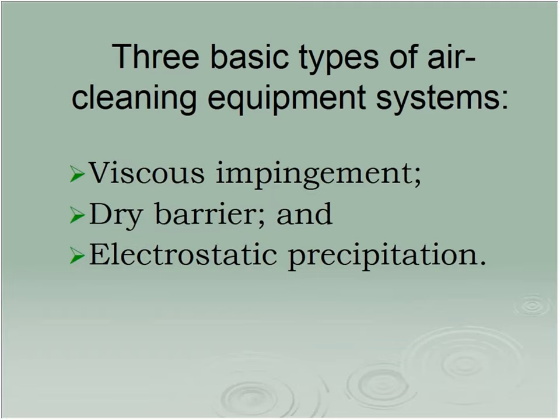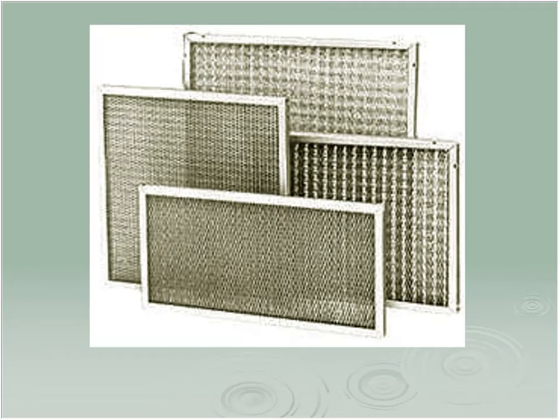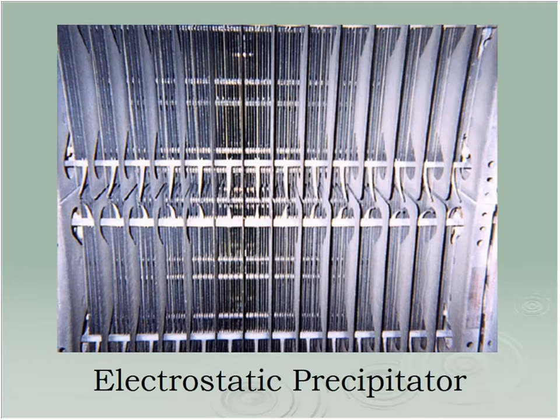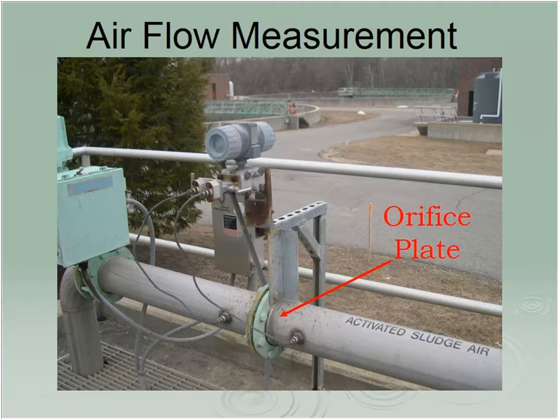All this air needs to be filtered, so why is this in here? We've got filter systems, we don't want to be pulling dirt in there, particularly if we've got diffusers, you'll plug them up. Disc impingement or dry barrier or an electrostatic precipitator, various ways of cleaning out the air before we pump it down to the bottom of the tank.